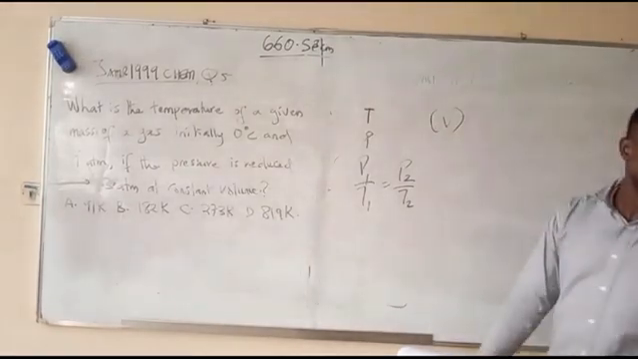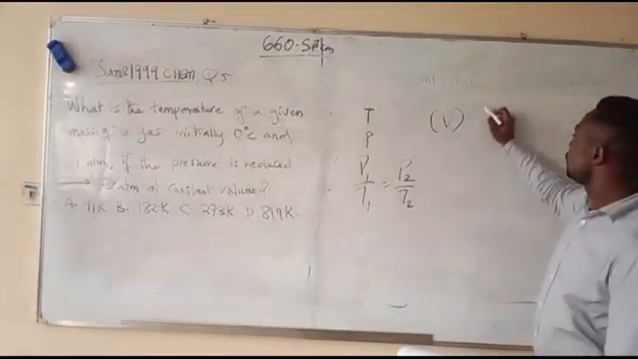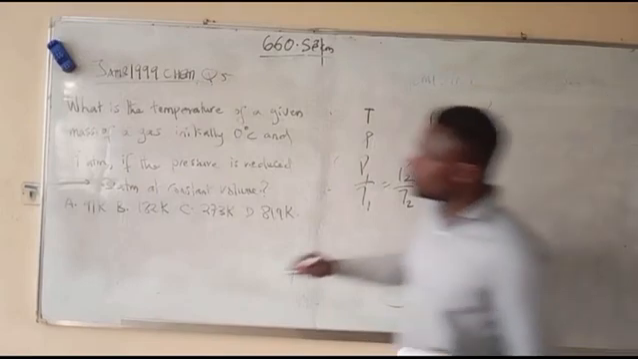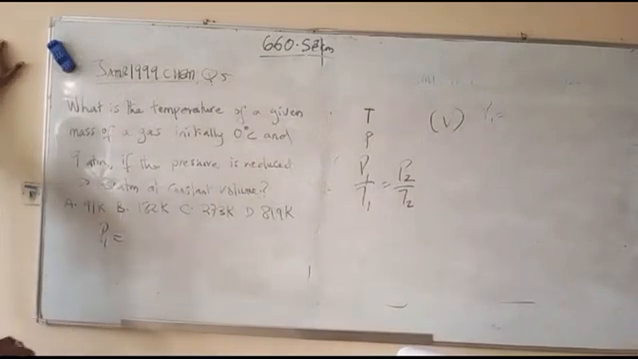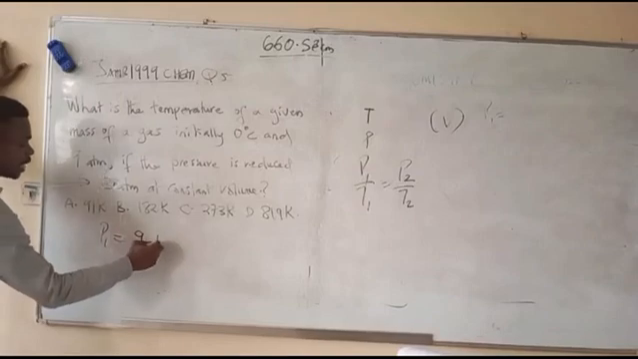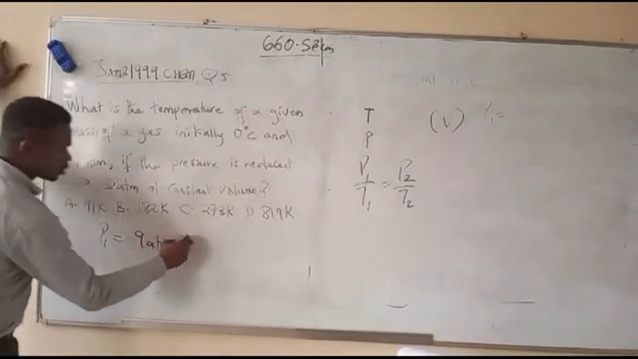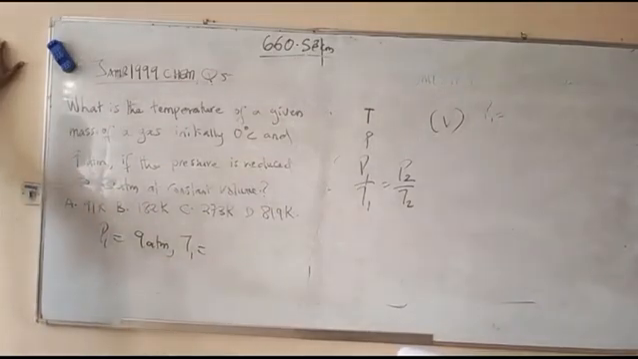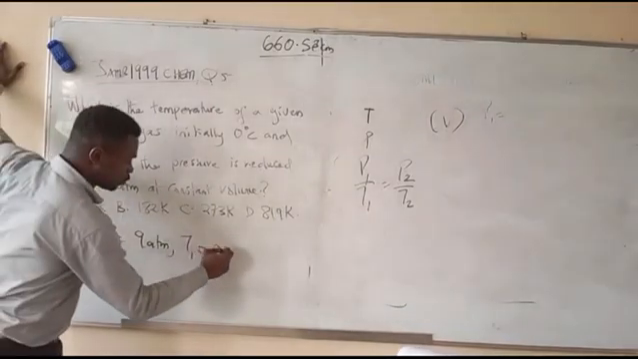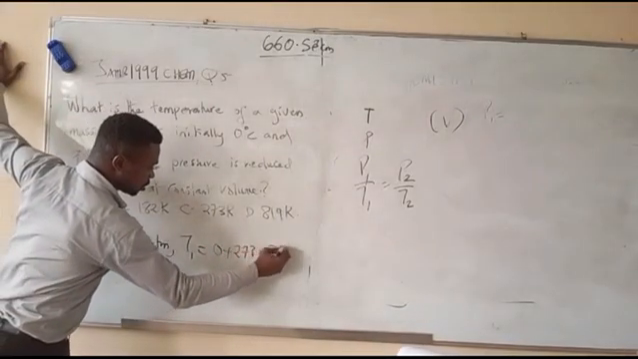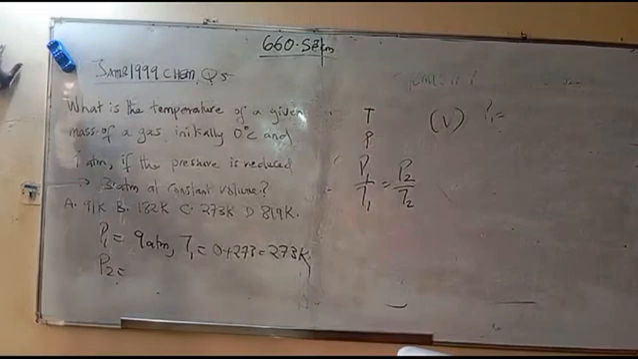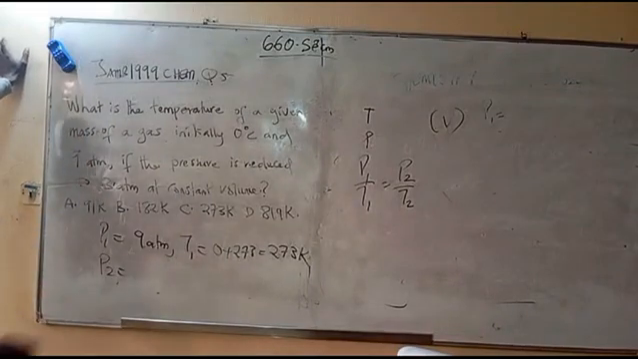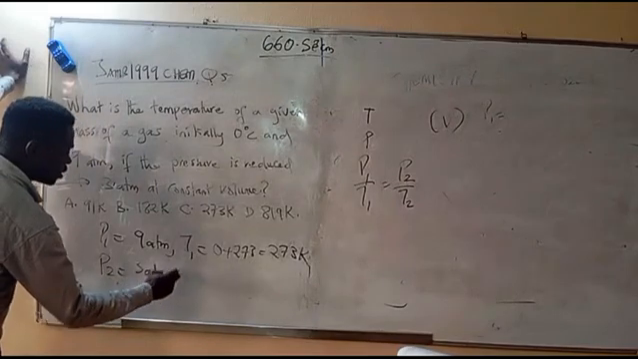So P1 from this question is 9 atmosphere, right? Then T1 is 0 degrees Celsius. We move it to Kelvin: 0 plus 273, which is 273 Kelvin. Then P2 is 3 atmosphere. Then the second temperature is what we are looking for.